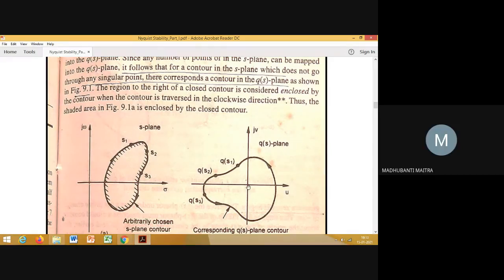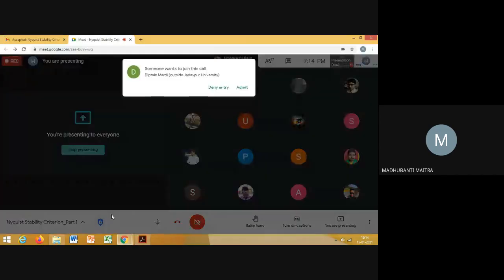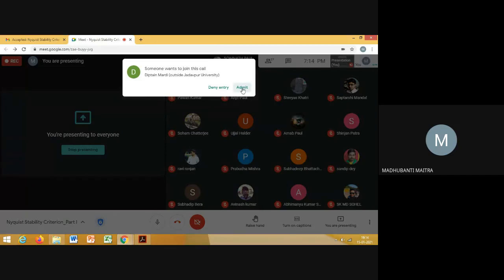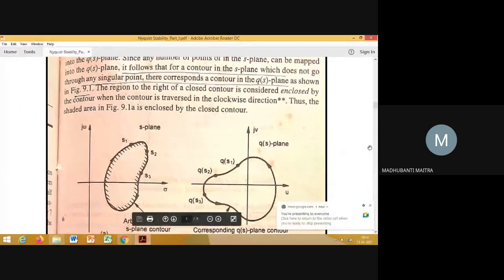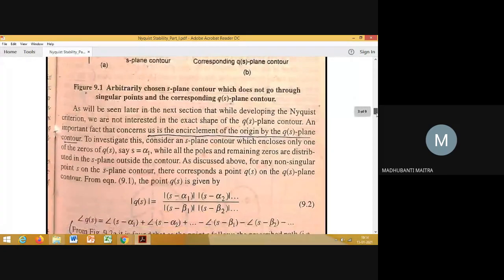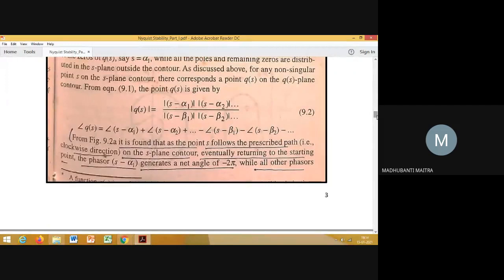Yes, ma'am. So that particular equation which we discussed right now will give us the phasor length. We'll also have to consider the second equation as well, but that will give us the exact shape of the contour. But instead, as I said, we are really interested in the encirclement of the origin by the QS phasor.